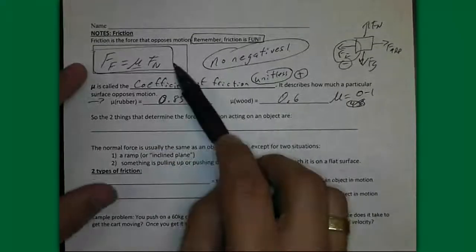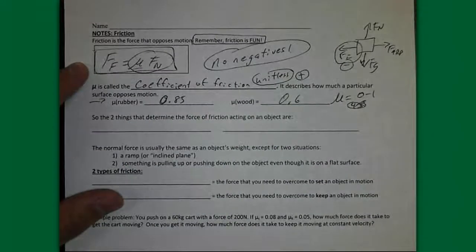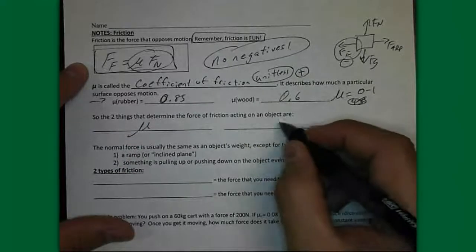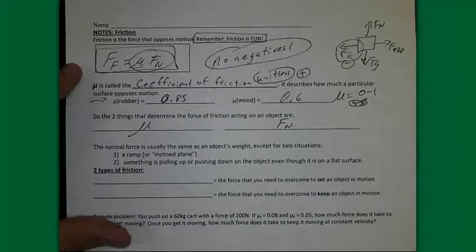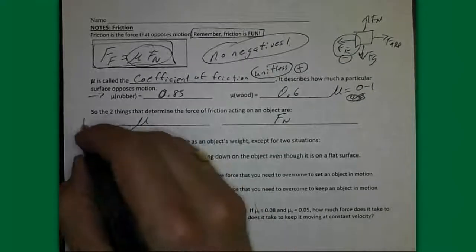So just looking at this equation, there are two things that directly affect the force of friction, and that's the coefficient of friction, mu, and the normal force. So these are directly related to the force of friction.